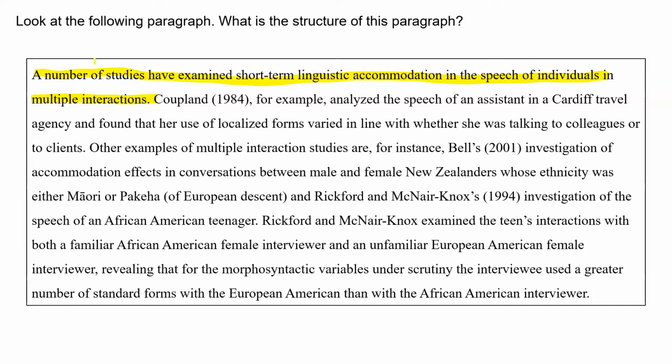So what linguistic accommodation means is that you adjust your language to the person you're speaking to, right? That's accommodation. So now we have an example. Copeland, for example, analyzed the speech of an assistant in a Cardiff travel agency and found that her use of localized forms varied in line with whether she was talking to colleagues or to clients. Right? A very good example.